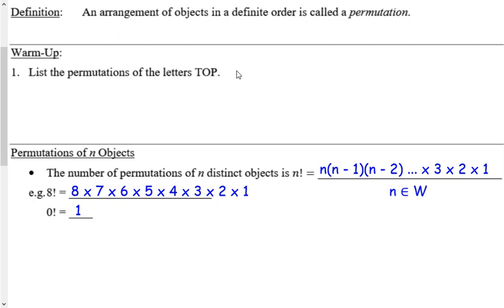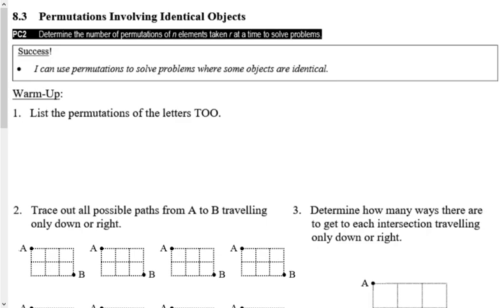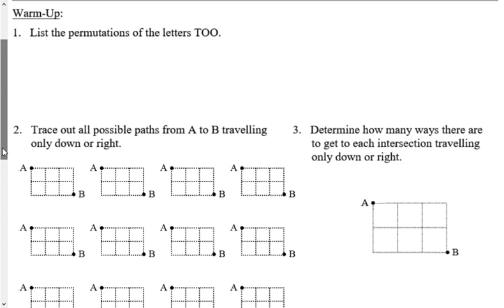So this is what we did yesterday. Again, we had 6 arrangements for the letters in TOP. The reason I want to look at that is because today we're going to start with something similar, but now we're going to look at how many permutations there are of the letters TOO.